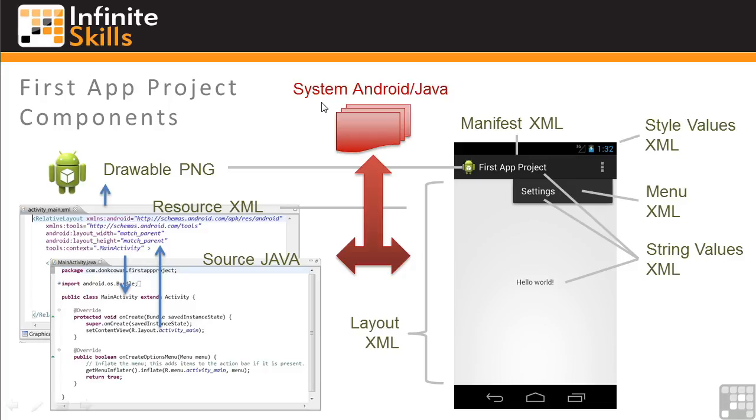System Android and Java code works in the background to run the operating system on the mobile device and manage the flow of data and activities in your applications. So this should give you a good beginning understanding of the pieces of your app. Now let's move on to dig deeper into the details of your code.